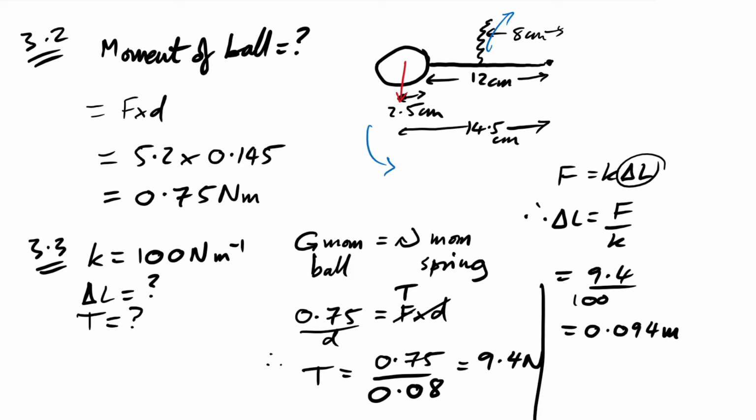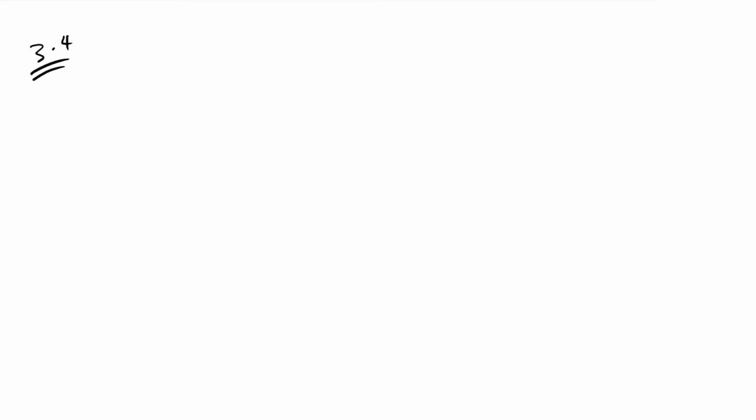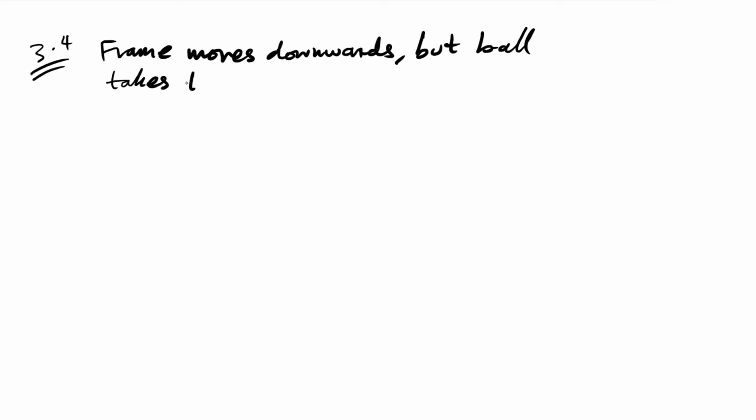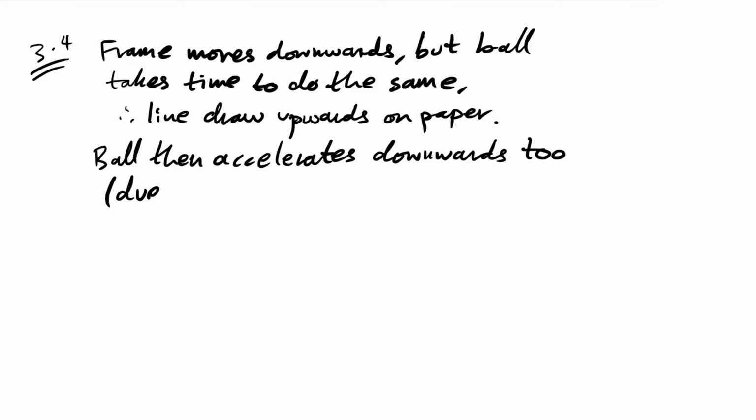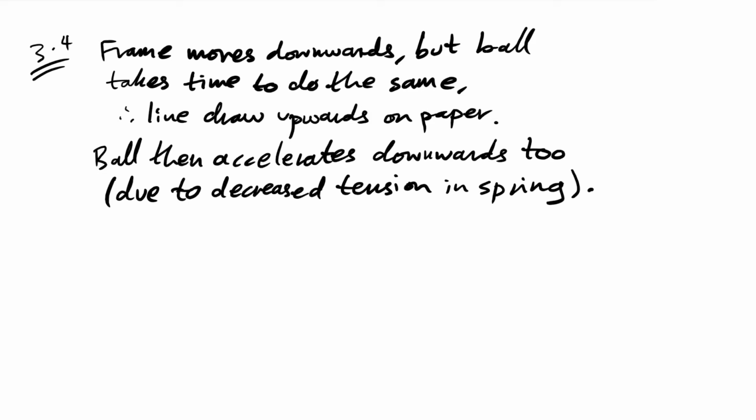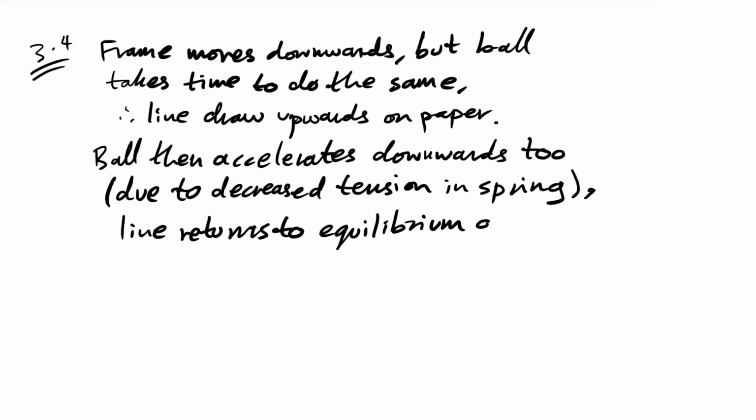That gives us 0.094 meters. Okay, so what happens when the frame of the seismometer goes down? The frame moves downwards, but the ball takes time to do the same. Therefore, a line is drawn upwards on the paper. The ball then accelerates downwards too, and this is due to decreased tension in the spring, so it's not pulling the ball up as much. The line returns to 0, or to equilibrium, on the paper.